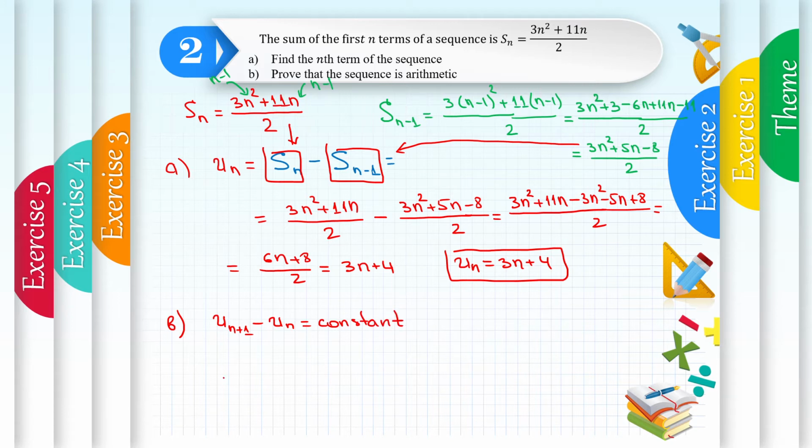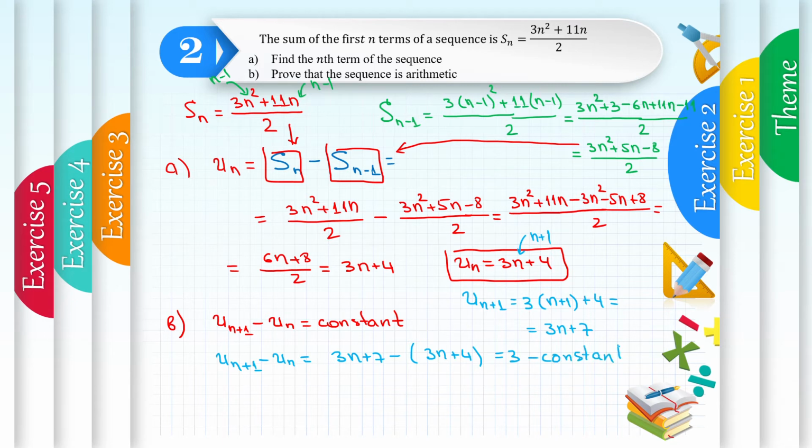Having u sub n, we will find the formula for u sub n plus 1. So we will replace n with n plus 1, and we will obtain 3(n plus 1) plus 4, which gives us 3n plus 7. And next, the difference u sub n plus 1 minus u sub n will be equal to 3n plus 7 minus (3n plus 4), which is equal to 3, that's a constant.